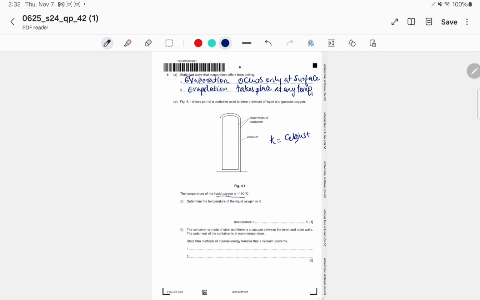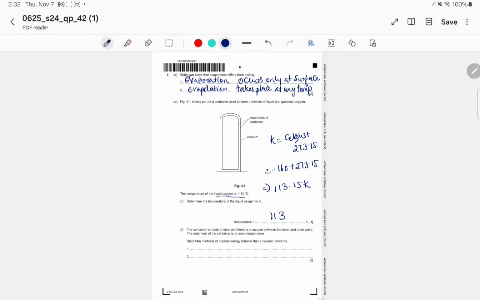Celsius plus 273.15. So Celsius is given, it is minus 160 plus 273.15, which is equal to 113.15 K, or rounded to 113. This is the answer.